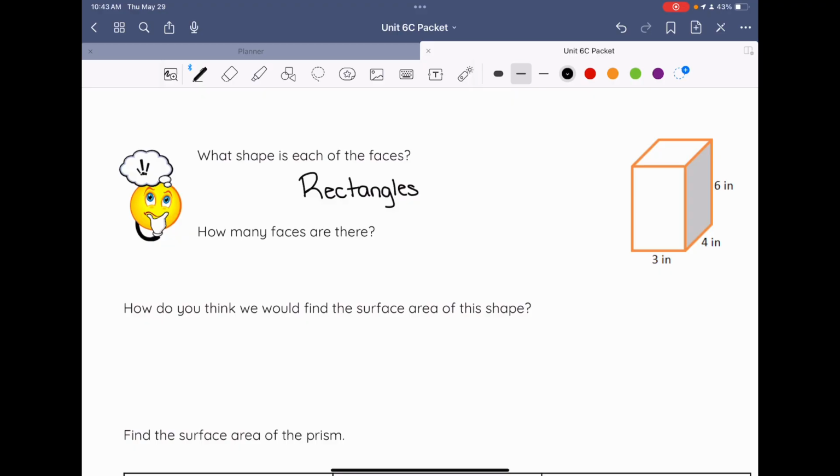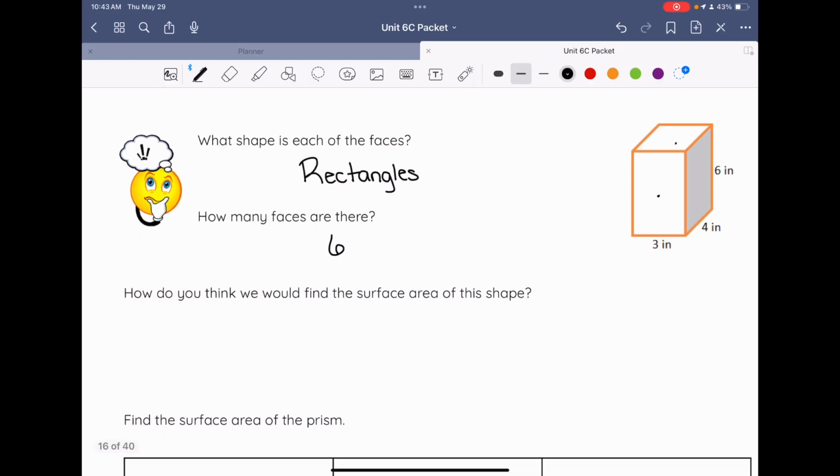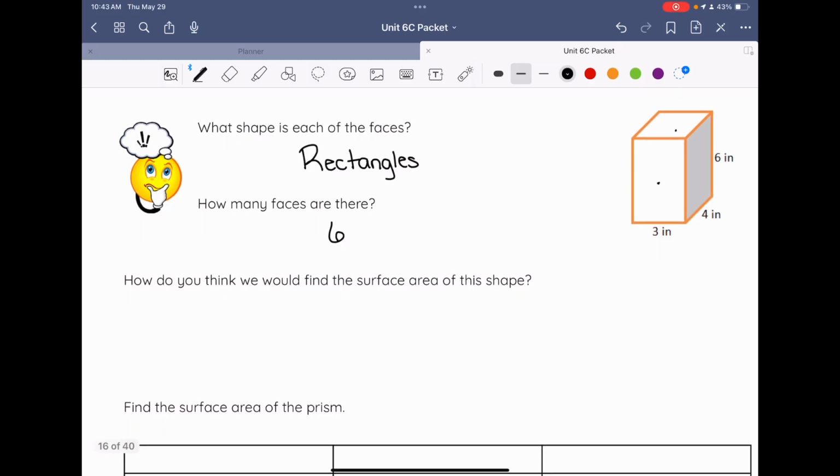If I count them all up, there are a total of 1, 2, 3 that are visible, but that's sitting on one, so 4, and then in the back, 5 and 6. So there are 6 total faces. 2 of those faces are specifically the bases. And then it says, how do you think we would find the surface area of this shape?